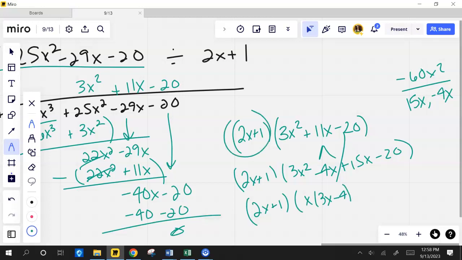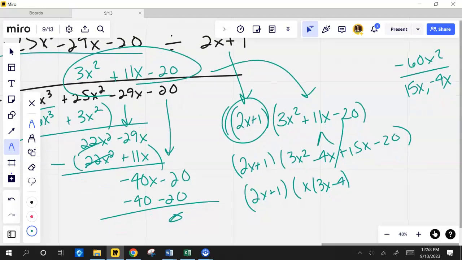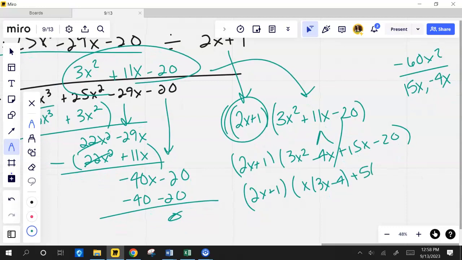That's what I divided by. And then this is what I got when I divided. What? Yes. Say again, Wyatt.